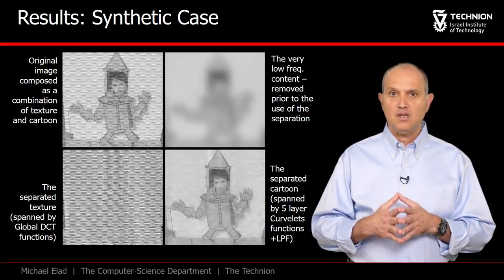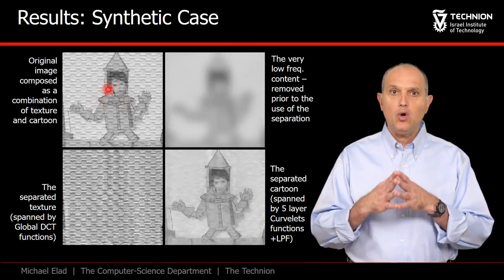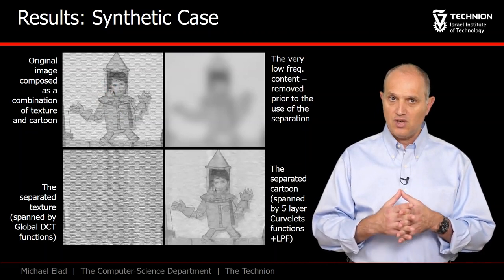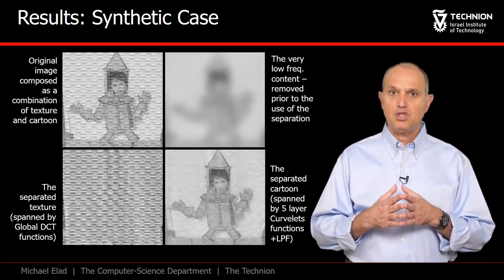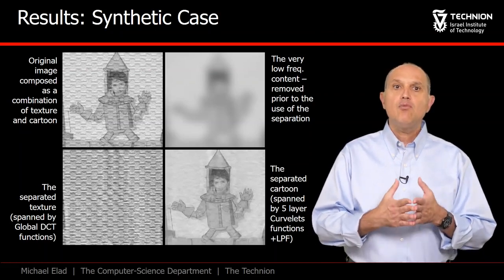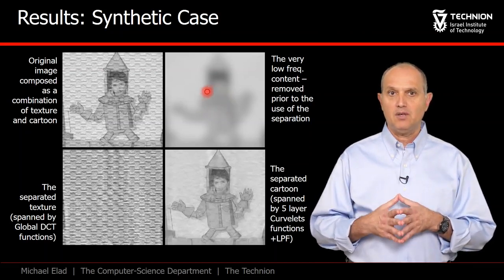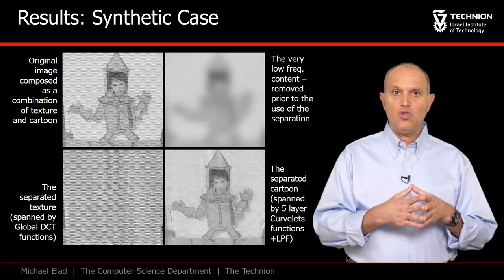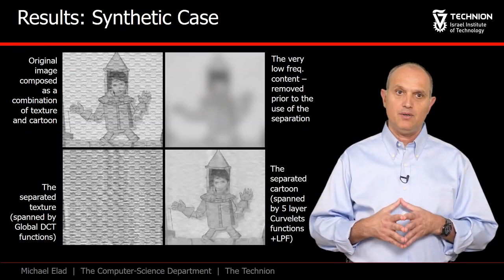And here are the results, first on a synthetic case. The image on the top left is the original mixture. The dictionaries used for the separation are curvelets for the cartoon and a global DCT for the texture. Since both these dictionaries believe that the smooth content in the image belongs to them, we remove it beforehand to avoid confusion. This part is shown on the top right. The bottom shows the texture and the cartoon. The smooth part has been added to the cartoon, where we feel it is better suited to appear.